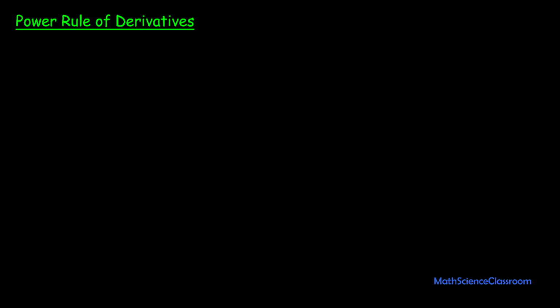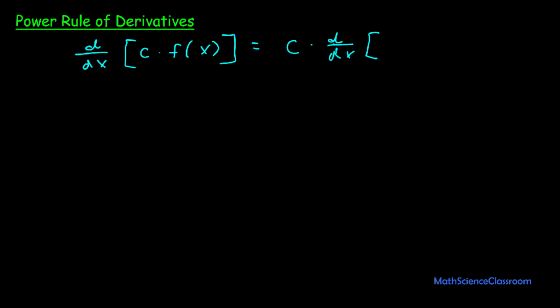But how about if we're multiplying that constant times a function? So let's look at that. d dx, the derivative of a constant times f of x. So the derivative of a constant times a function is the same as that constant times d dx of f of x.